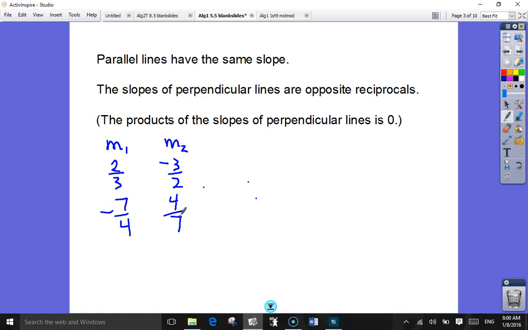So we've got to remember those two things. Parallel lines have the same slope. Perpendicular lines have opposite reciprocal slopes. And then we can answer these kinds of questions.